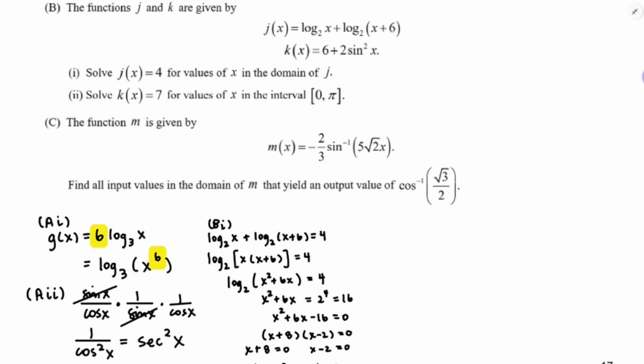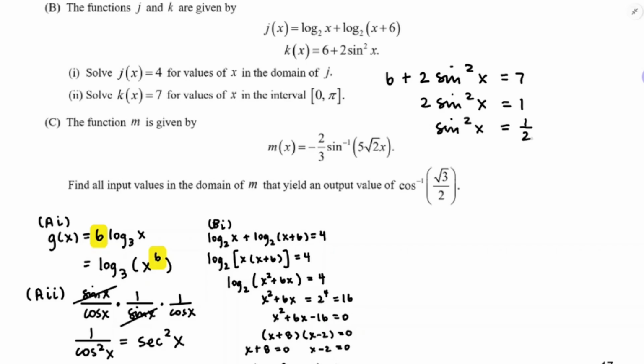B2 is asking us to solve k of x equals 7, so something like 6 plus 2 sine squared x equals 7. Okay, so we're going to want to isolate the trig function. That would be subtracting 6 and dividing by 2.